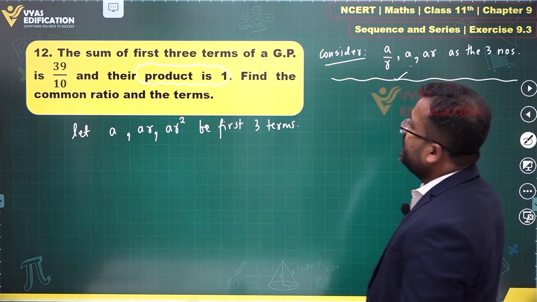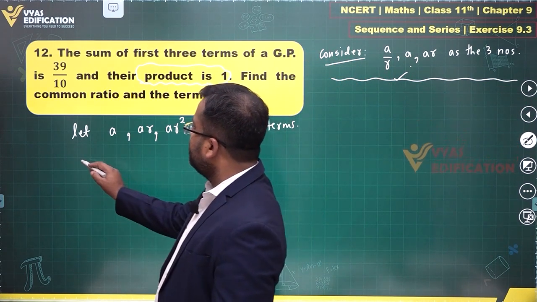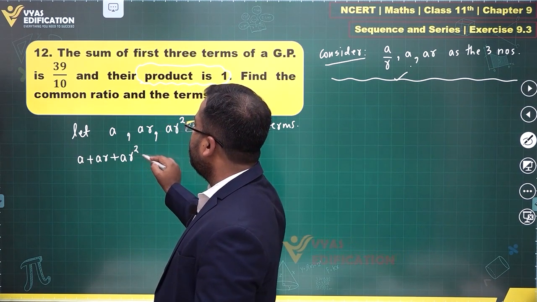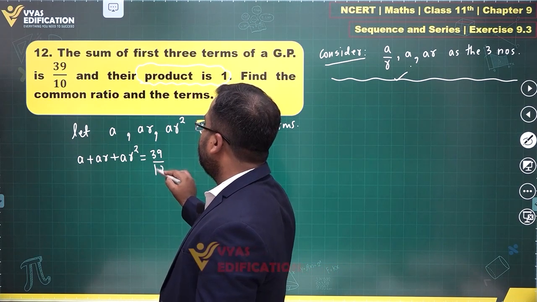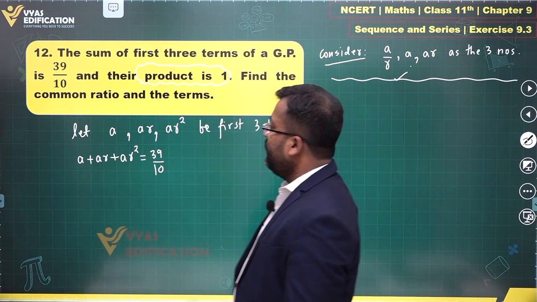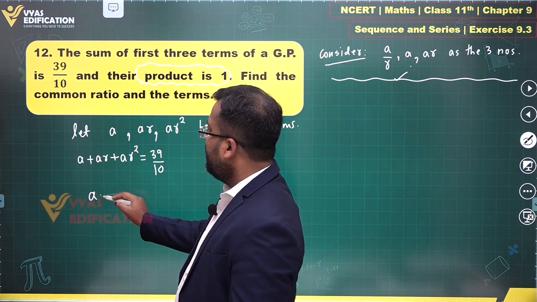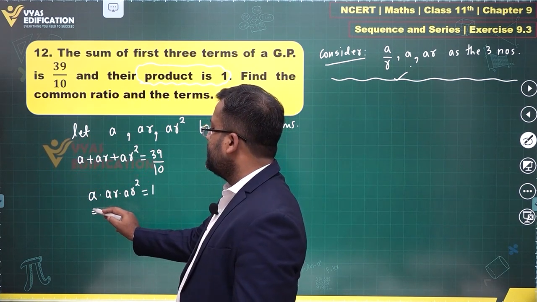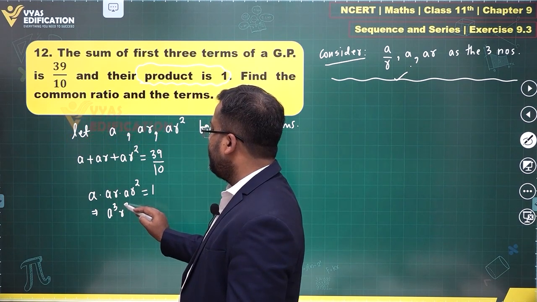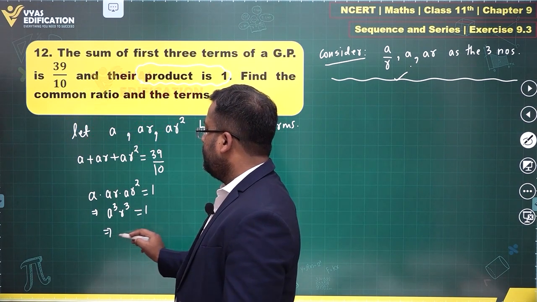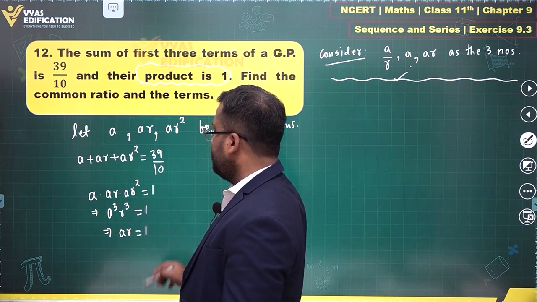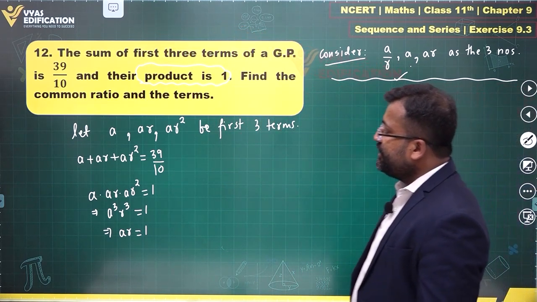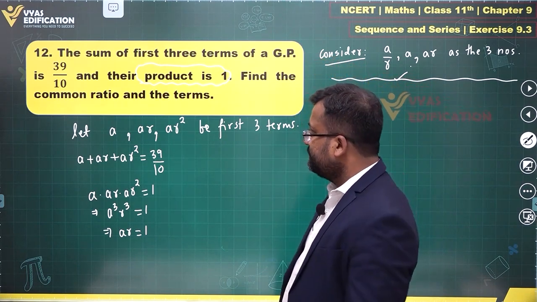Sum of the first three terms of a GP is 39 upon 10. So it is given that a plus ar plus ar square is 39 upon 10. Product is 1. What does that tell me? a times ar times ar square is equal to 1. That tells me a power 3, r power 3 is equal to 1, or that tells me that ar is equal to 1. Cube root of 1 is 1. Find the common ratio and the terms. That's the question in front of us.